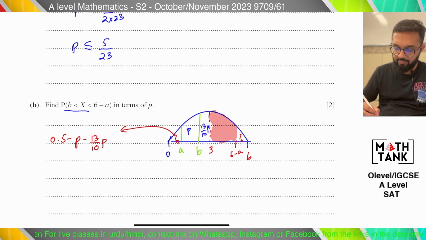Okay, let's see what that comes out as. 0.5 minus 23 over 10 p. So I can say 0.5 minus 2.3p.